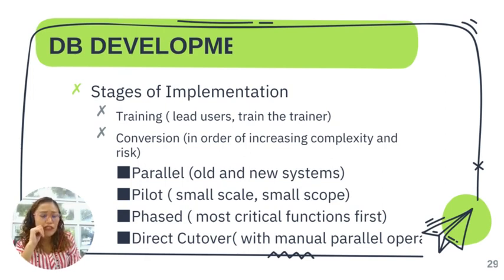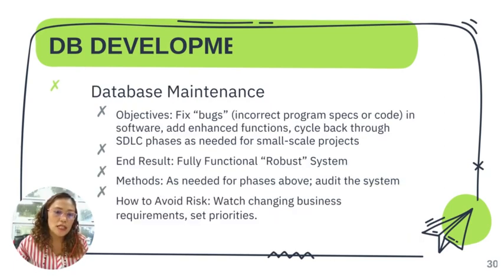Then there is direct cut over. When you say direct cut over, you automatically use the new system that you have made. So that's for the different stages of implementation. And then maintenance. This is the last part of the database development life cycle. So maintenance, because we all know that errors and bugs will appear or occur the moment it is deployed to the intended users. So when you say maintenance, that's the time that you are going to take note of the bugs and errors, then you are going to fix those bugs so that you can have a robust system.